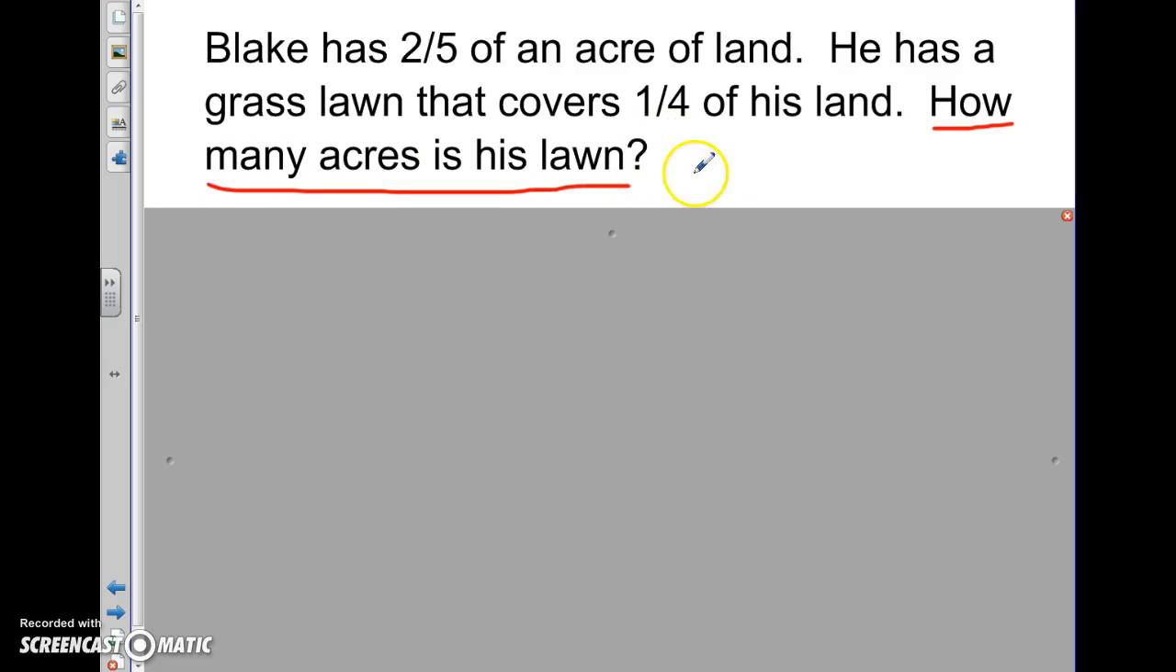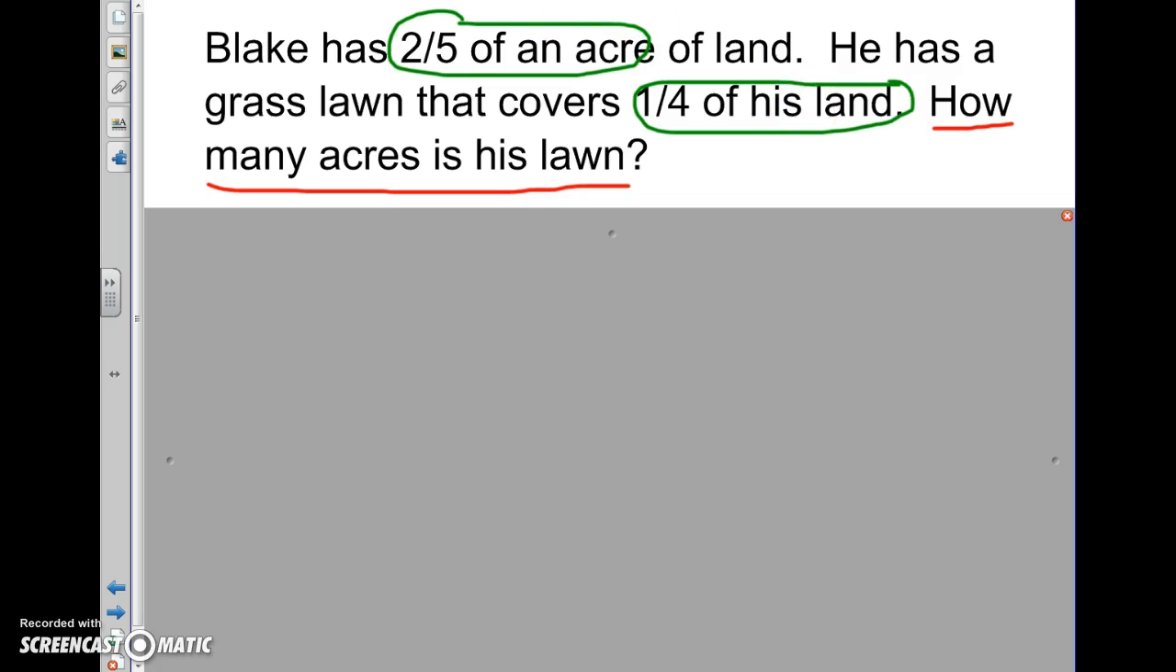Okay, so now that we know what we're trying to solve, how many acres is his lawn, we're going to look for the important information to be able to solve this. We need to know how many acres his entire land is, which is 2/5. So we've got 2/5 of an acre, and his lawn covers 1/4 of his land.